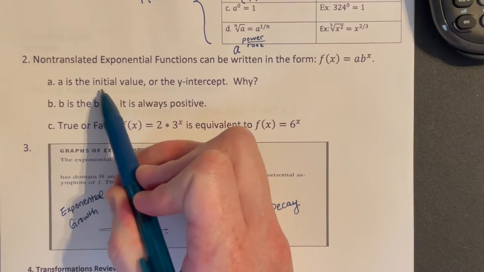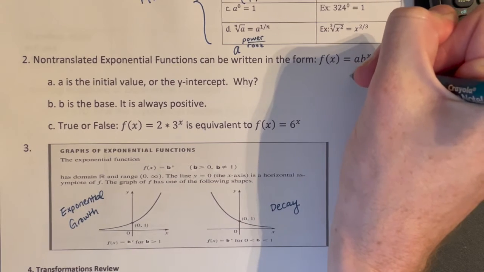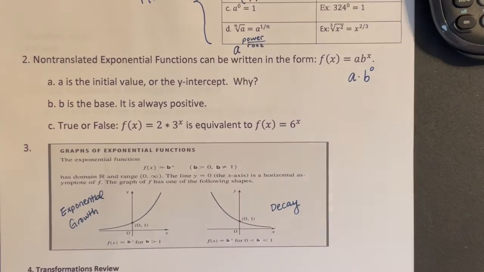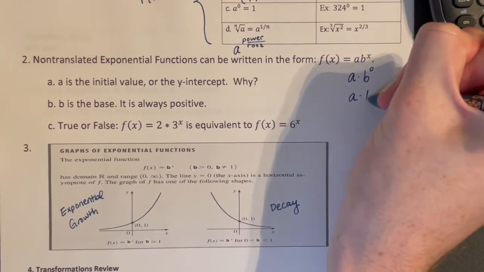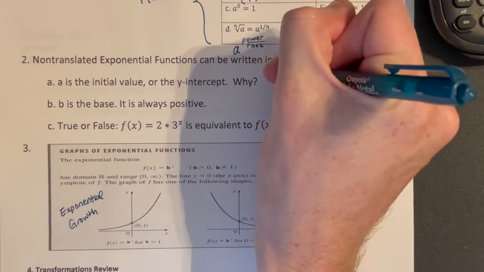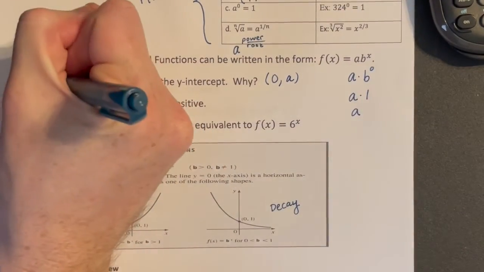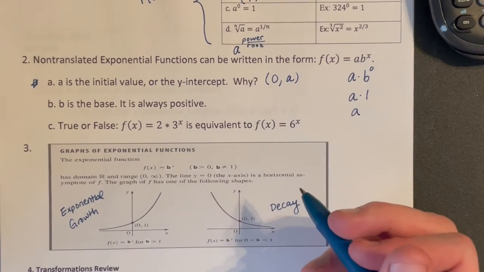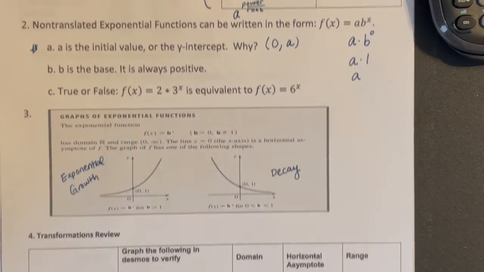A is usually our initial value, or the y-intercept, and this is because if there's no vertical transformation, let's say I plug in 0. Well, b to the 0 power is just 1, so I just get a. So that would mean our y-intercept is usually just 0, a. This will change if there has been some type of vertical shift. So if it was moved down or up, that's going to affect where our y-intercept is.